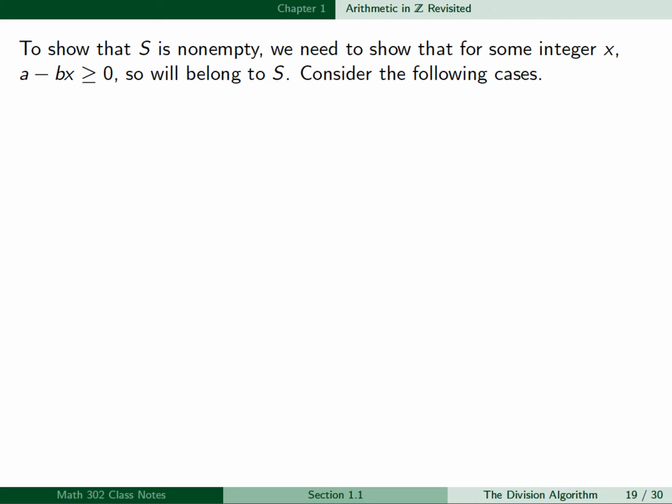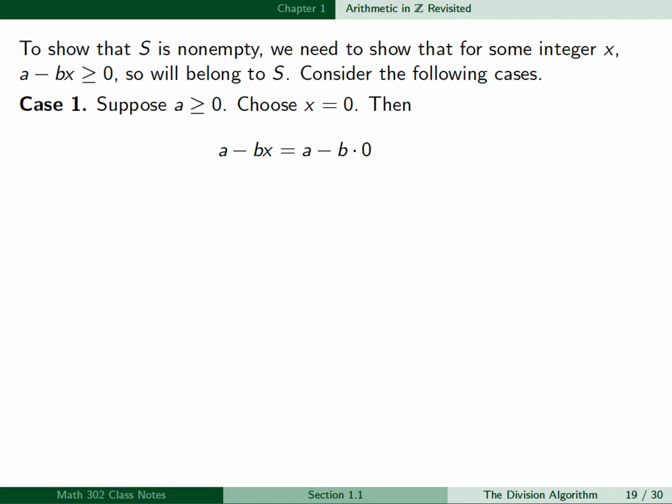Let's consider the following cases. So case 1, let's suppose that a is greater than or equal to 0. So we want to show that for some integer x, a minus bx is greater than or equal to 0. So in this case, we'll choose x to be 0. Then a minus bx will be a minus b times 0, which is just a, which we're assuming in this case is greater than or equal to 0, which implies that a minus b0 will be an element of S. It will be a non-negative integer.